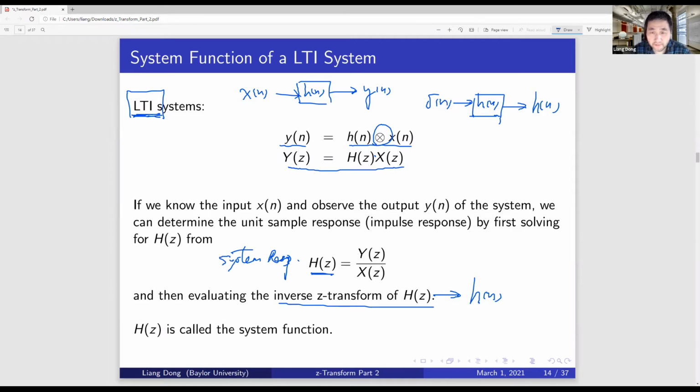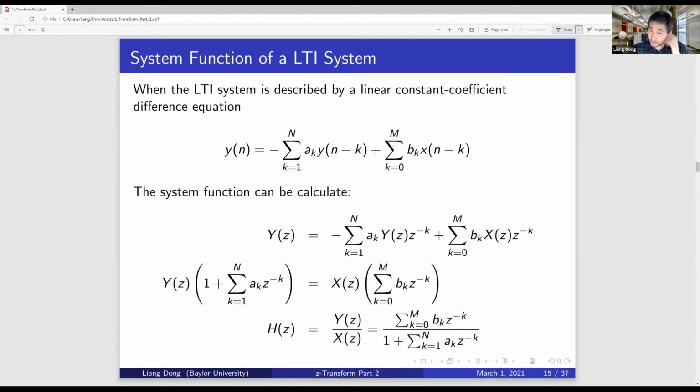However, if I don't have an impulse, I have something that naturally comes with an input signal x[n], and I observe y[n]. So these are all arbitrary signals, x[n], y[n]. But with these arbitrary observations of just one shot, I will be able to use that to calculate capital H and then find the impulse response. So this is how we deal with a system in the Z domain.